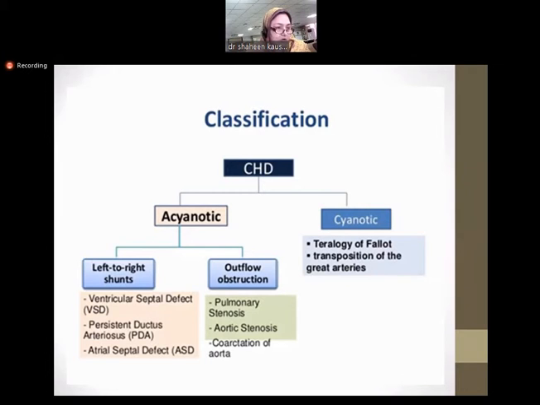In case of acyanotic, we can again divide the diseases into left to right shunt, and that includes ventricular septal defect, patent ductus arteriosus, and atrial septal defect. In case of cyanotic heart diseases, we will discuss the two main types, tetralogy of Fallot and transposition of the great vessels. We briefly discuss the stenotic heart defects which are due to stenosis, that includes pulmonary stenosis, aortic stenosis, and coarctation of aorta.